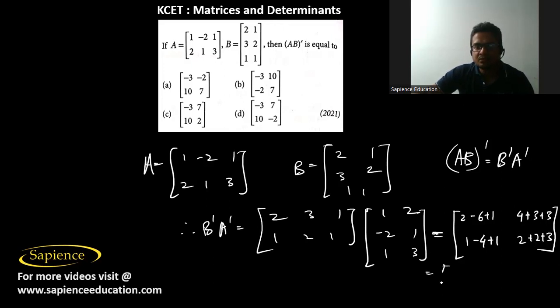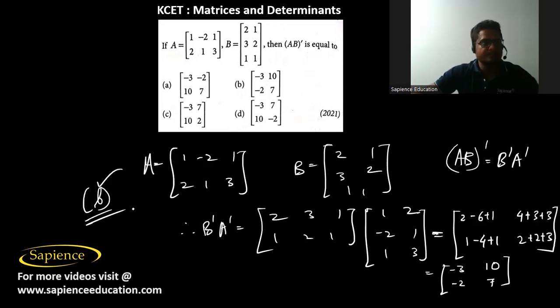So this will be equal to 3 minus 6, that is minus 3, 4 plus 6, that is 10, 2 minus 4, that is minus 2, 4 plus 3, that is 7. So the matrix is minus 3, 10, minus 2, 7. So option B is the correct answer.